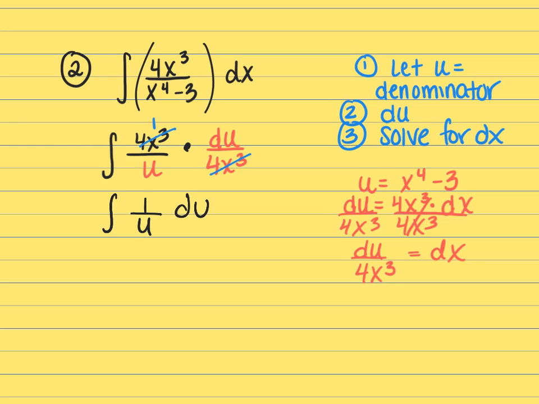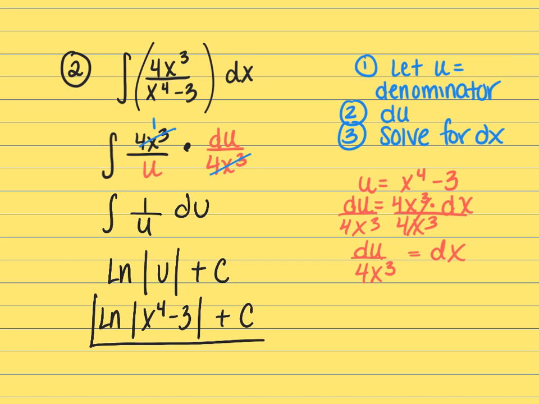And you should be recognizing that the integration of 1 over u is ln of the absolute value of u plus c. And the final step is to put u back in. So the u was x to the fourth minus 3, and then plus c. So this is your final answer. Awesome.